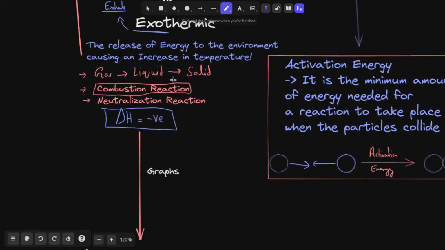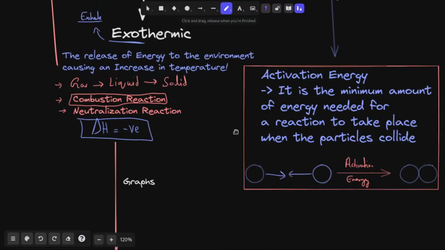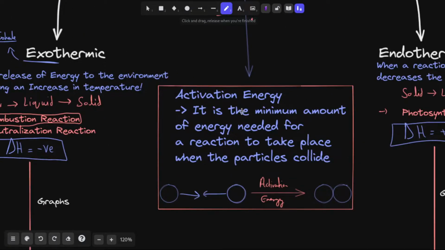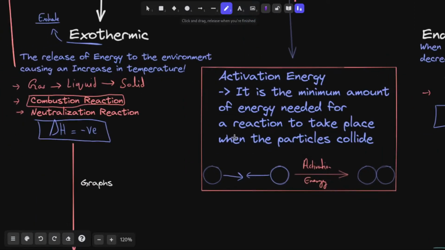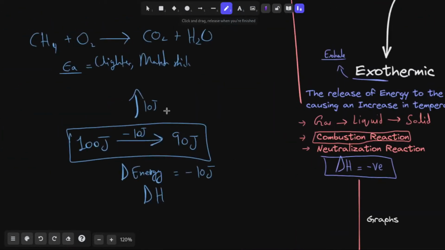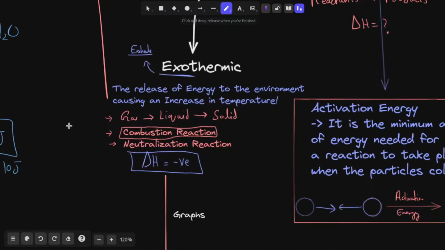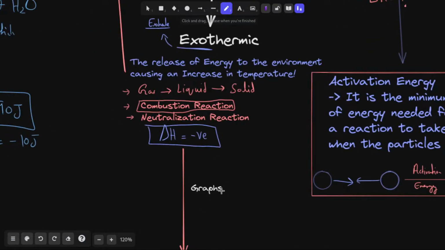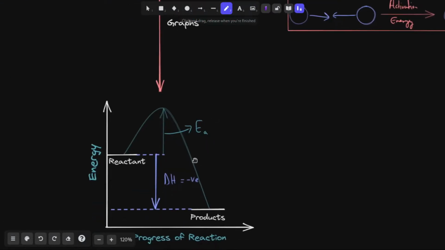Now, in order to create the graphs, we need both of these pieces of information. Now, think of activation energy as the energy that you provide. Initially, you need to provide this energy for that reaction to occur, right? So if you are providing something, then that energy is gained in the system, in the container, for example, right? So this graph is created according to that concept. So let's take a look.